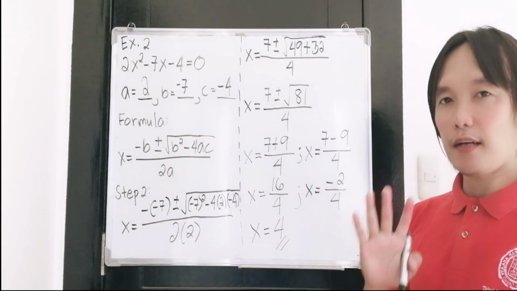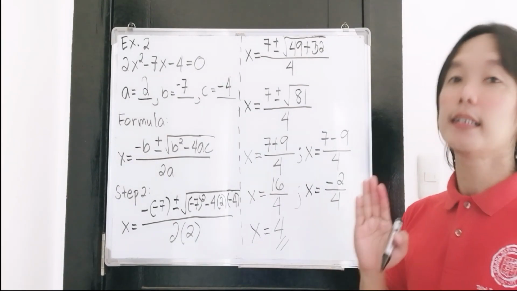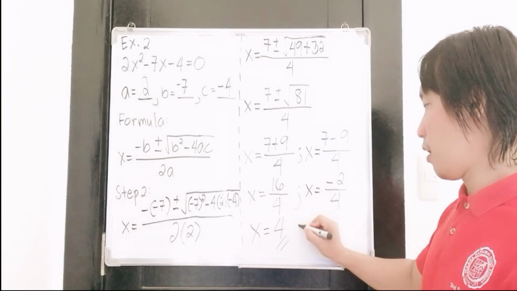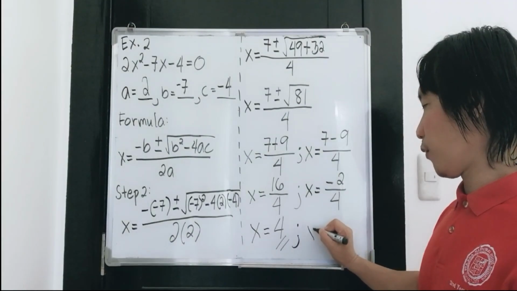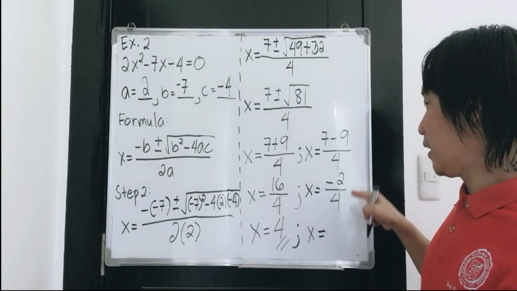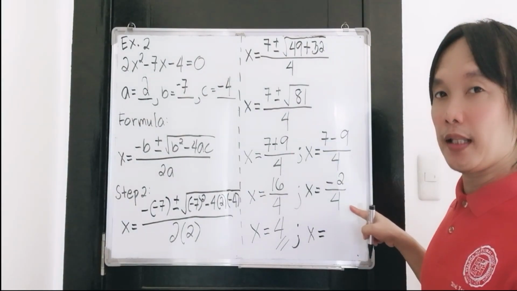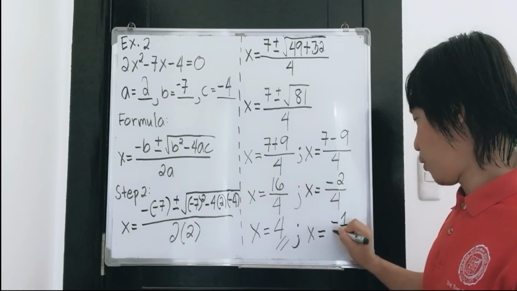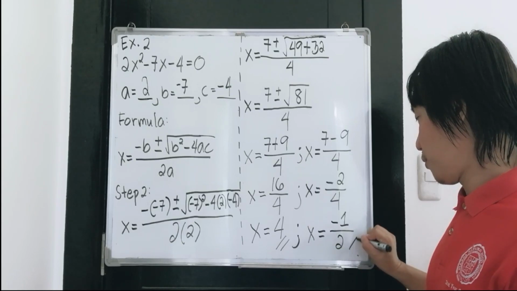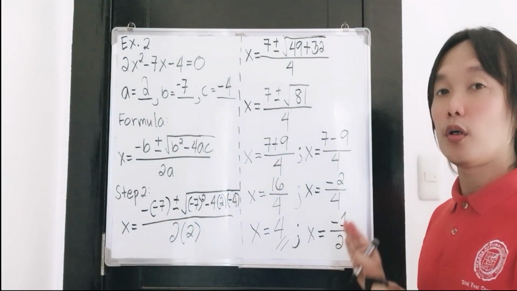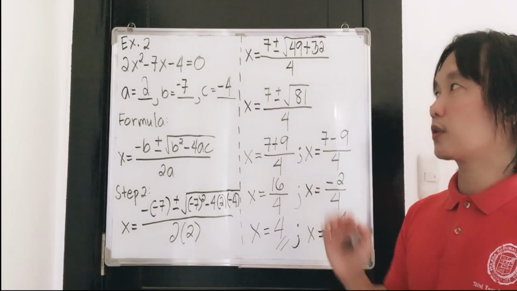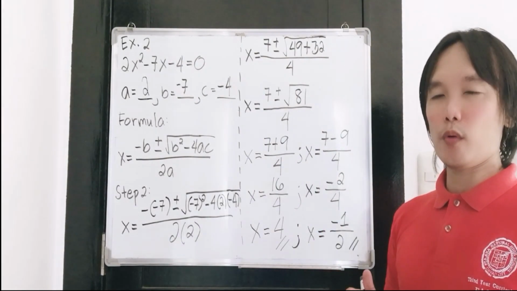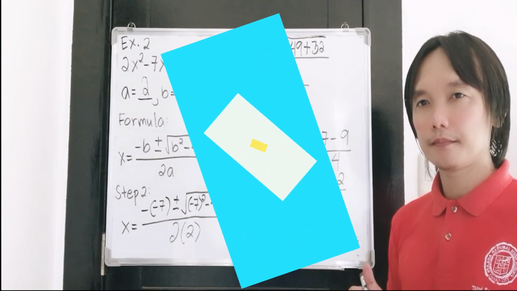Now, since it is a fraction, it is always in its lowest term. So we have 2 and 4. If we will get its lowest term, divide the numerator and the denominator by 2, you will have negative 1 all over 2. So these are now the roots for 2x squared minus 7x minus 4 using the quadratic formula.